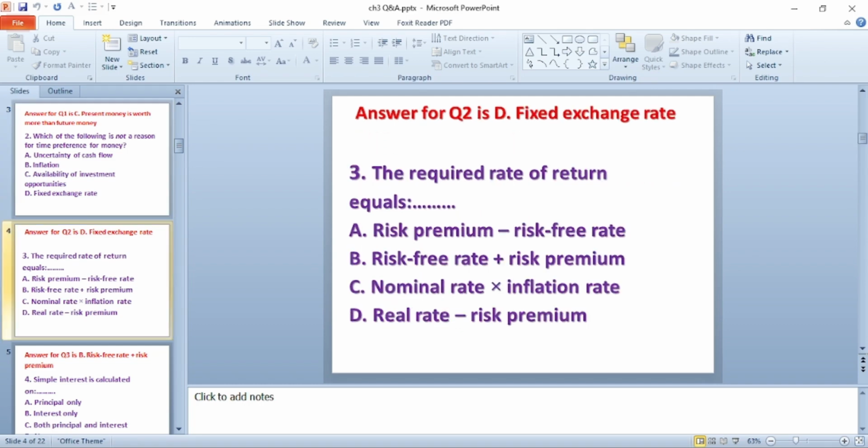Question number 3. The required rate of return equals dash. A. Risk premium minus risk-free rate. B. Risk-free rate plus risk premium. C. Nominal rate times inflation rate. D. Real rate minus risk premium. The answer for this question is B. Risk-free rate plus risk premium.